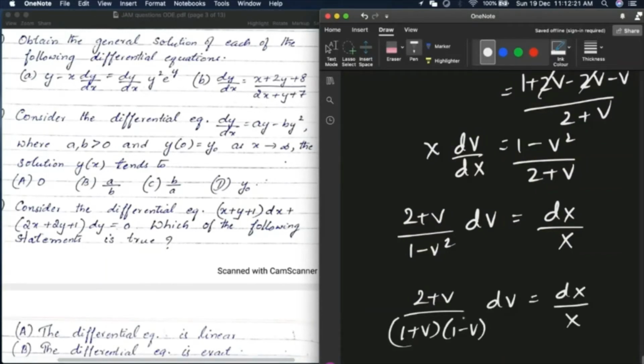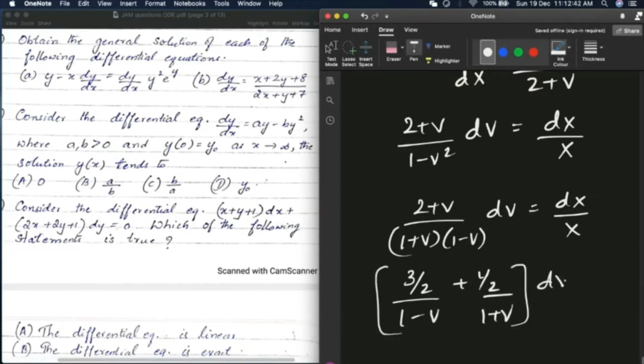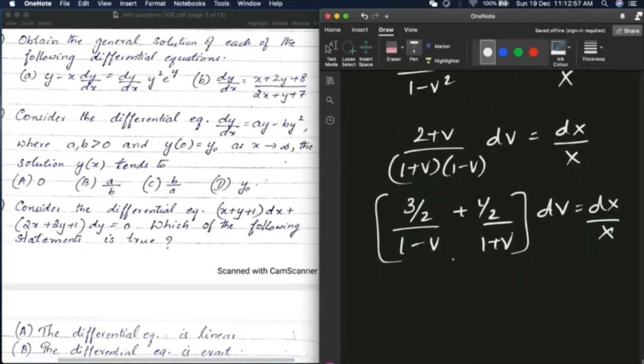In order to integrate this, you have to separate this into partial fractions, actually. Now you can integrate. First, make it in the integrable form. See, this as such, it's not, and then you can rewrite this also, to integrate, not necessarily partial fractions.